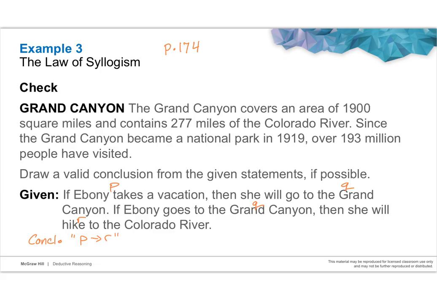So putting words to that, if Ebony takes a vacation, and we'll skip to the R part, then she will hike the Colorado River.